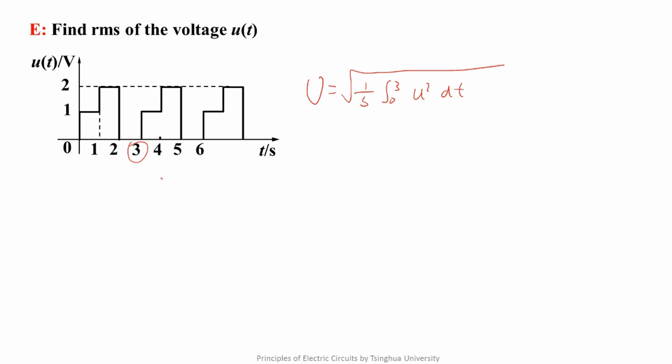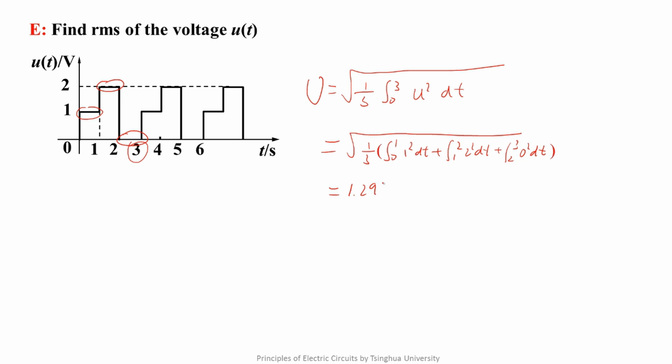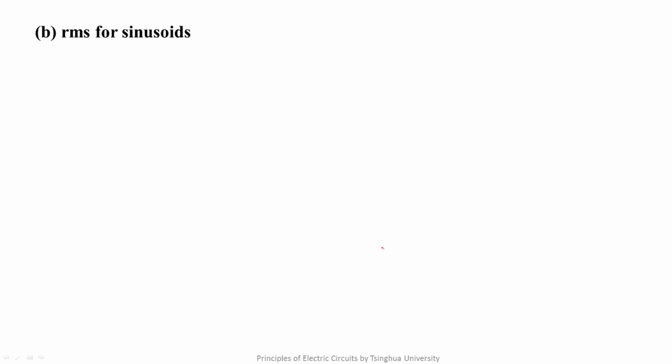u can be divided into 3 parts from 0 to 3. It equals 1 from 0 to 1, 2 from 1 to 2, and 0 from 2 to 3. So the integral can be divided into 3 parts. It equals 1 over 3 times the integral of the square of 1 from 0 to 1 plus the integral of the square of 2 from 1 to 2 plus the integral of the square of 0 from 2 to 3. We can know that the effective value is 1.29 volts.